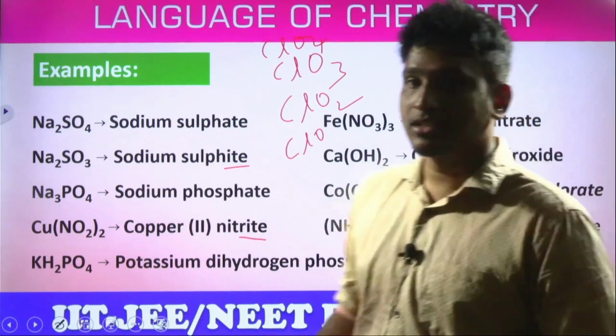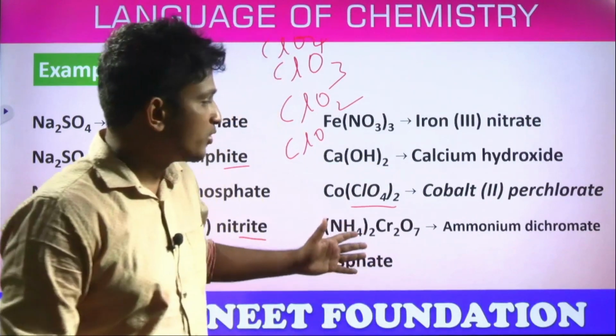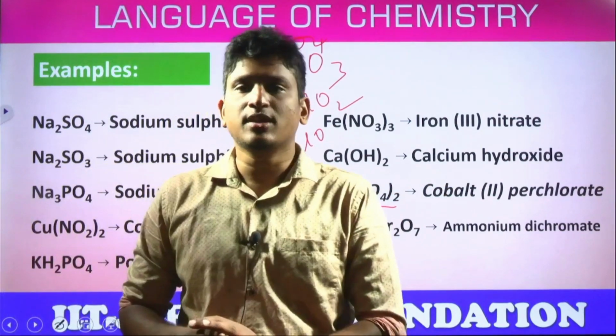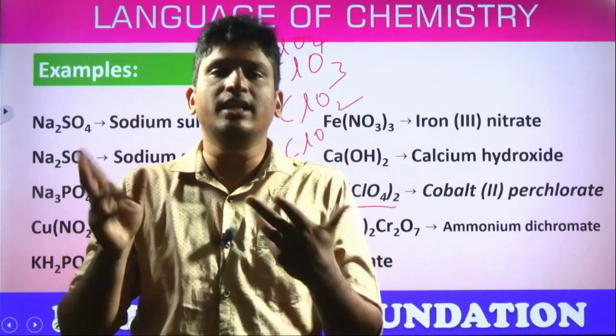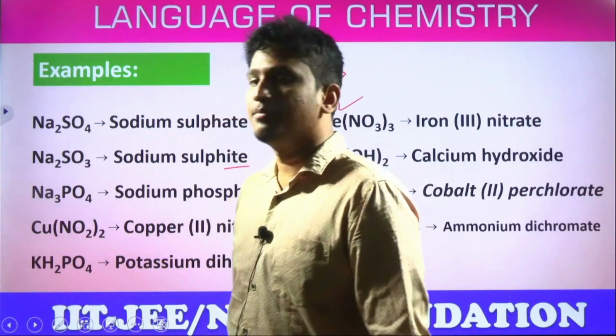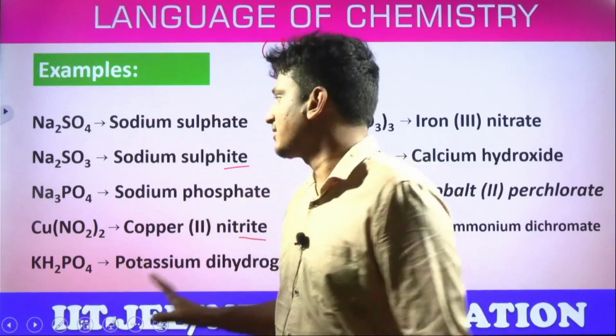NH4 taken by Cr2O7, ammonium ion. This radical also we discussed in the previous examples. Ammonium, and this radical is called dichromate. So ultimately, the names of these compounds are coming from their radical names only. There are a few very simple rules you have to remember, like ite, that's it.